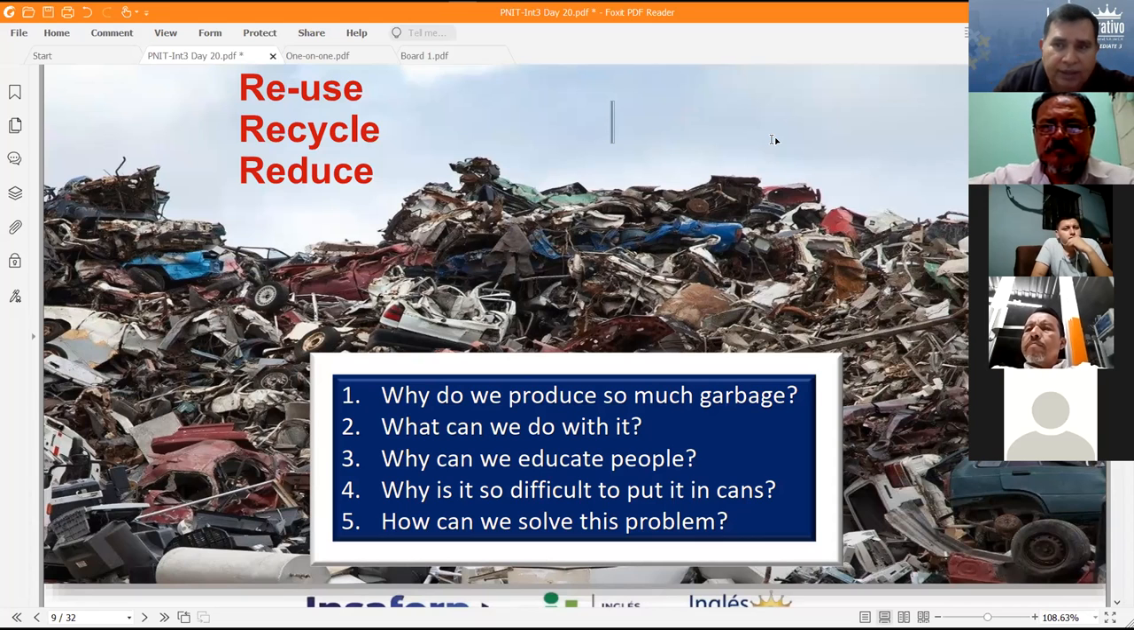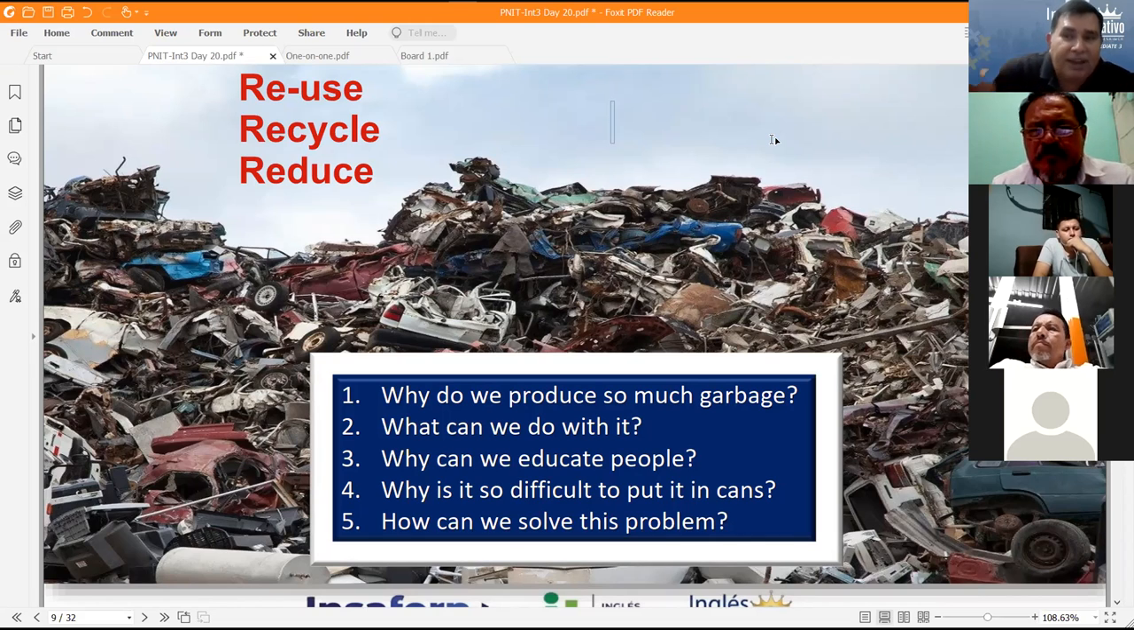If the truck doesn't pass, the garbage stays at home. But the day after tomorrow, the truck passes. Okay, early in the morning, I will take it out so that it goes with them. So that is consciousness. And that is thinking about it.